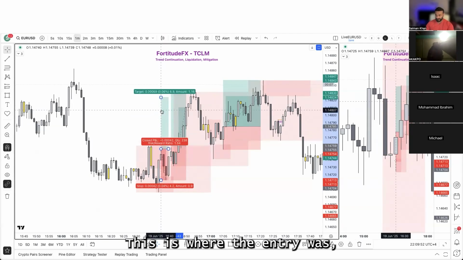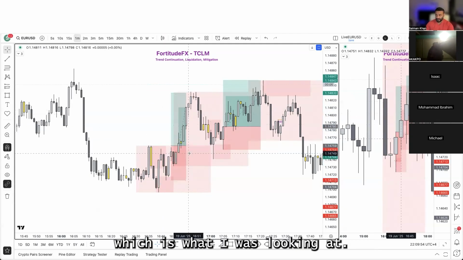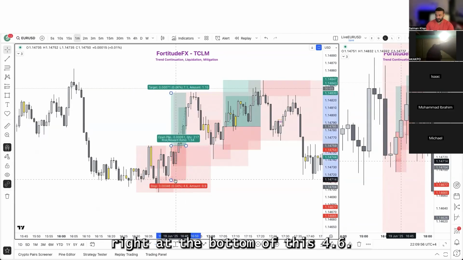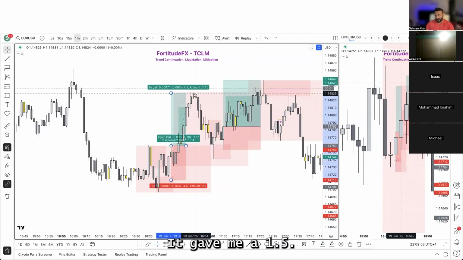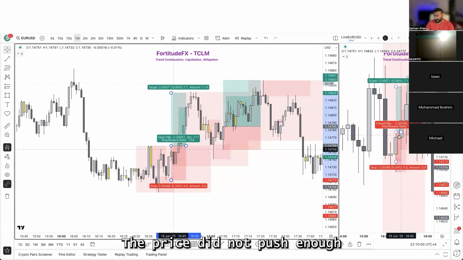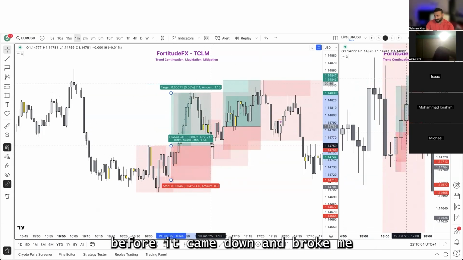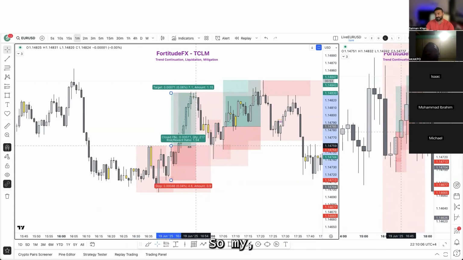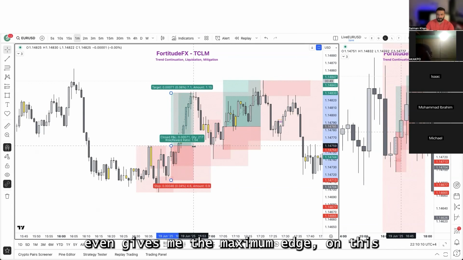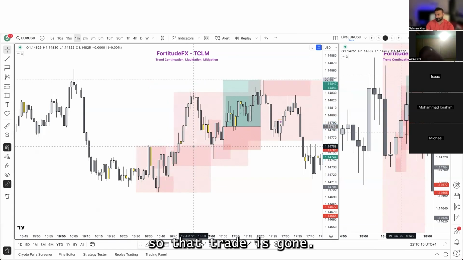This is where the entry was, which is what I was looking at. I placed it right at the bottom of this, 4.6. It gave me a 1.5. The price did not push enough before it came down and broke me even right here, right? So my back testing tells me 1 hour break even gives me the maximum edge on this. So that trade is gone.